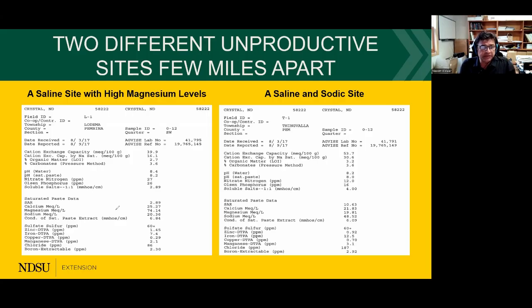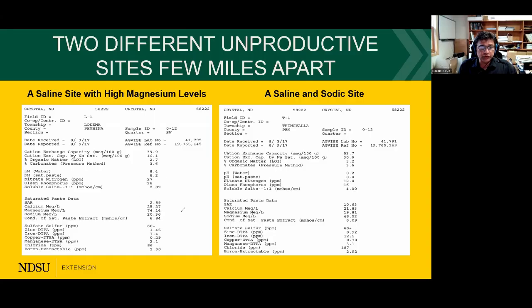Let's go to the other one. 1-to-1 EC 2.89 and then saturated paste EC 6.84. Sometimes we try to simplify by saying that if you want to convert 1-to-1 EC into saturated paste, we could just multiply it by 2, but it's not that simple because here on the first example, if I convert 1-to-1 EC from 4, if I multiply it by 2, it should be 8, but the saturated paste EC is 6.09.